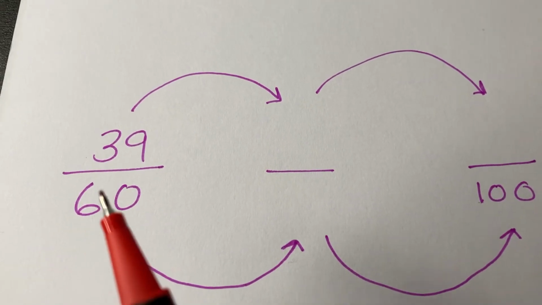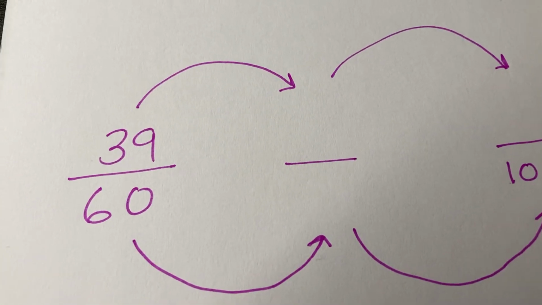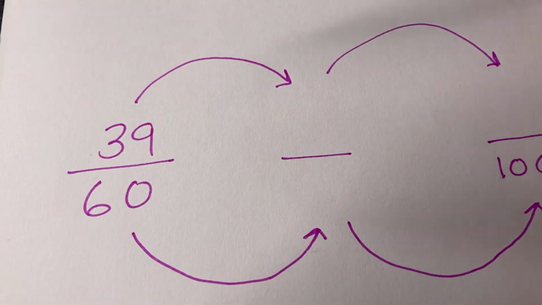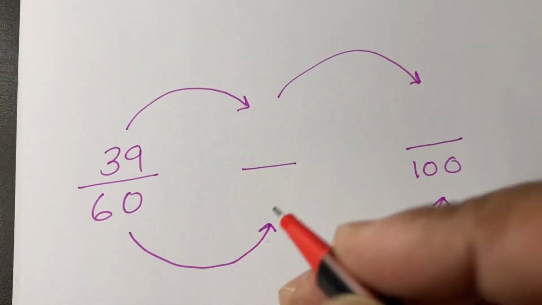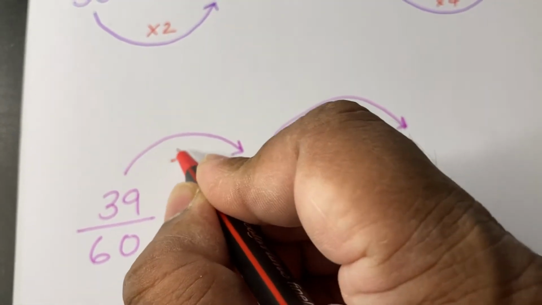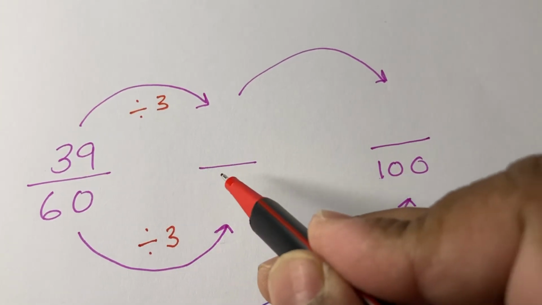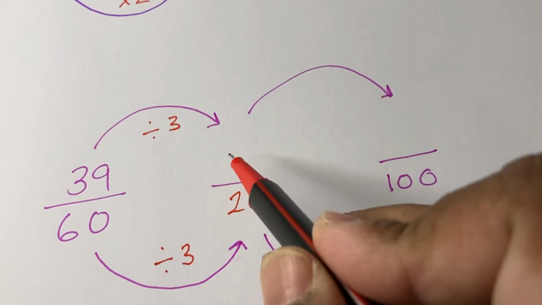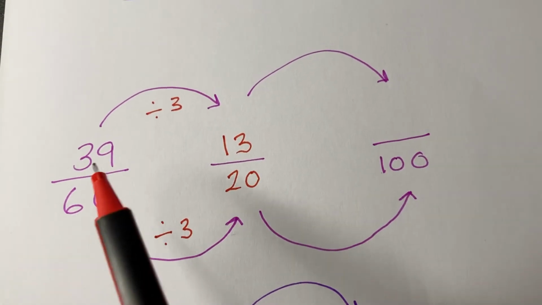Simplify it. What can I divide 39 and 60 by? Think of the highest common factor. What is the highest common factor? Which number can I divide 39 and 60 by? I can divide both of them by 3. Divide them both by 3 to simplify it. Whatever I do to the bottom, I do to the top. 60 divided by 3 is 20. And 39 divided by 3 is 13. So now I have a simplified version of 39/60.